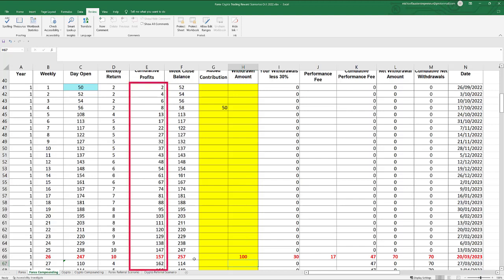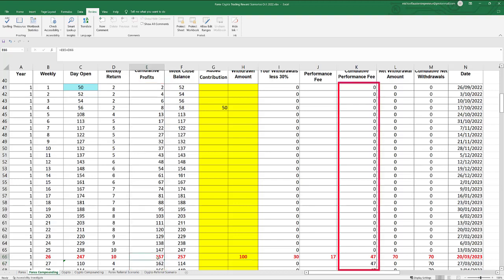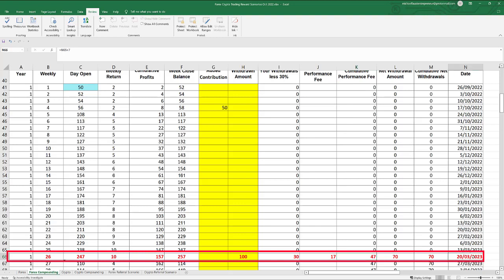So the total amount of profit that you've made is $157 for the 6 months, and you'd pay 30% on that, which you can see here is 30 on this withdrawal and a balance of 17, a total of 47, which would be 30% of that amount. And that would be the 6 monthly on the 20th of March.